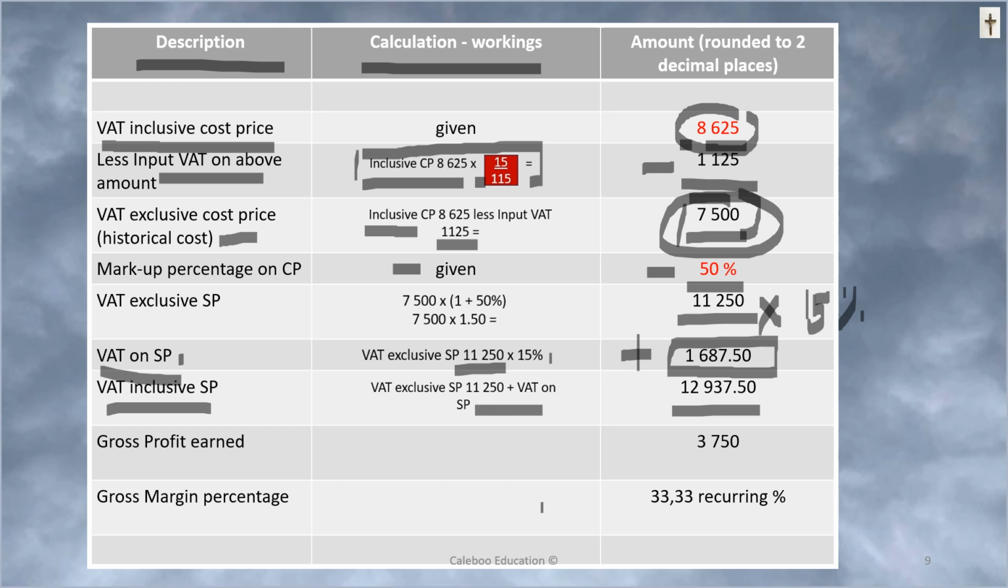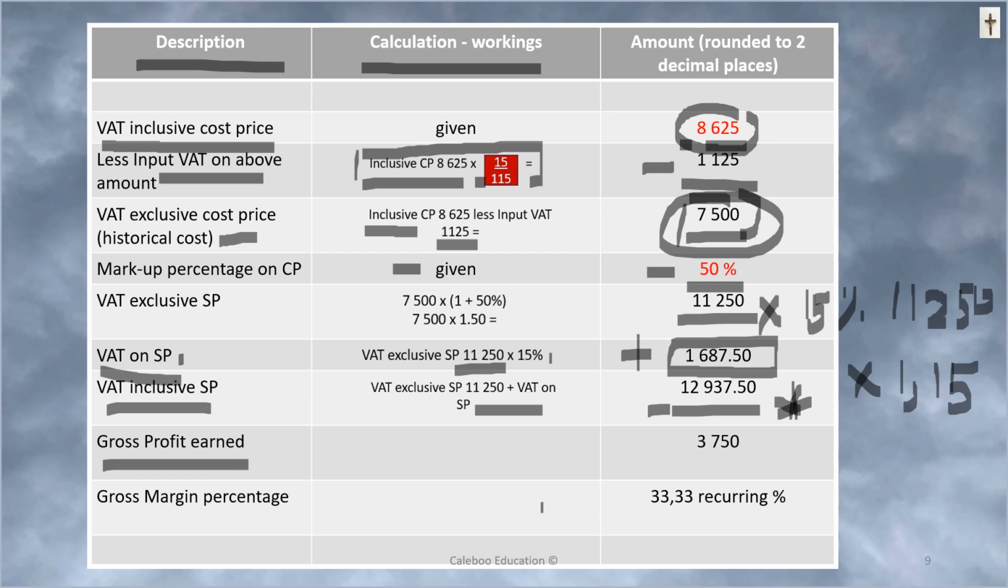Now the VAT inclusive selling price is simply the selling price plus the VAT, which is 11,250 plus the 1687 is 12,937. If I wanted to go straight from the selling price excluding VAT to this amount, the inclusive amount, I could have multiplied by 1,15. That's what I was thinking of doing earlier, but they wanted the VAT amount shown separately.